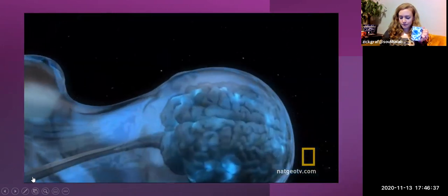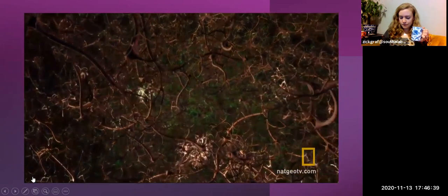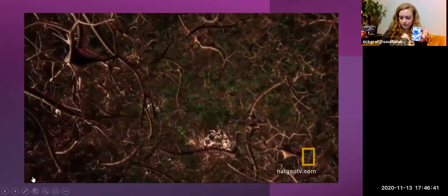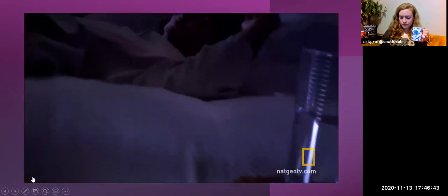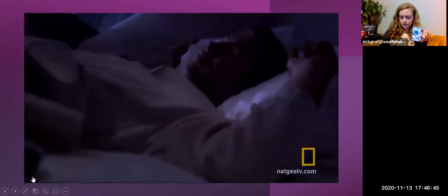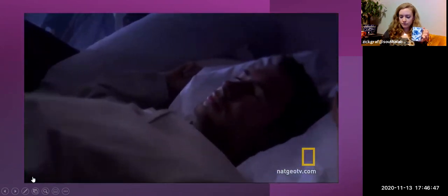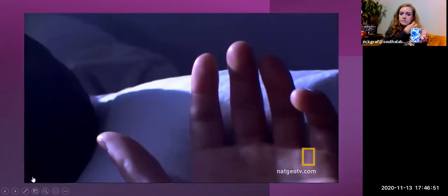When we dream, our brain switches off our ability to move so that we don't injure ourselves acting out those dreams. When we wake up, it switches us back on again. But sometimes the switch is out of sync, and we wake up paralyzed.